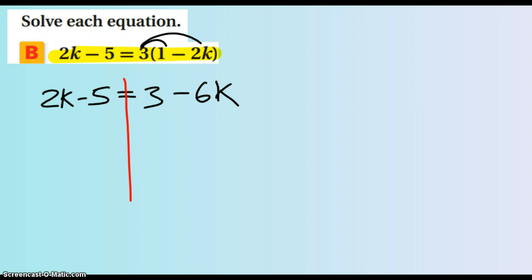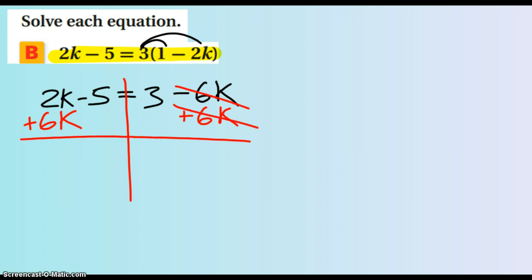Doesn't matter. However, I like to try to keep everything positive. So I'm going to add 6k to both sides. I want to bring those besties together. Negative 6k plus 6k cancels. Left with 3 over there and then minus 5 on the left. Now 2k plus 6k is 8k. Remember, I can combine those just like we did before.